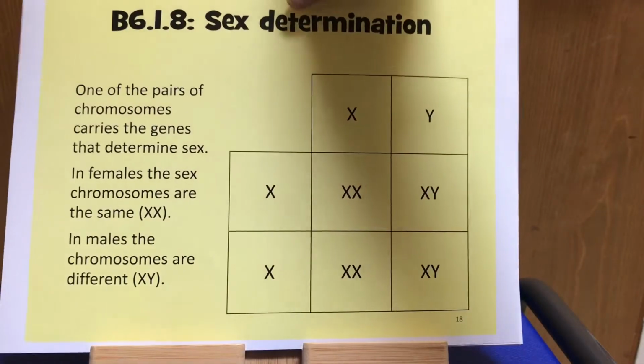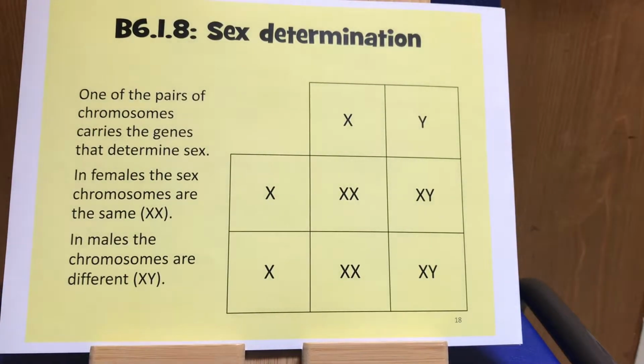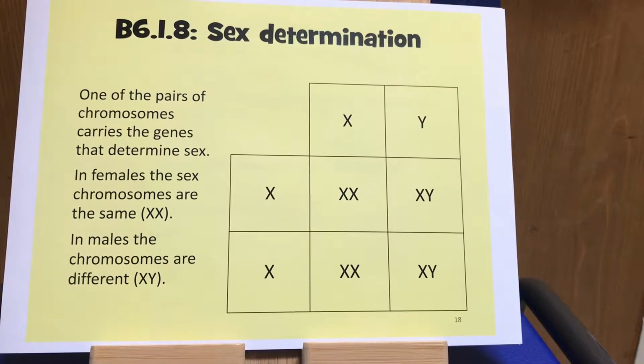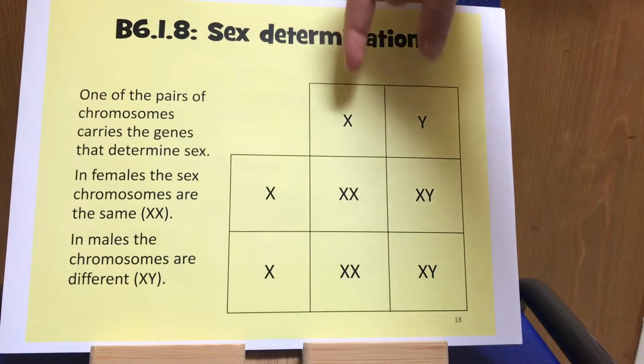Sex determination, okay, last use of a Punnett square. This is going to give us some quick, easy marks, okay. The sex chromosomes in females are XX, in males XY. Okay, so that could be a really quick 1 mark question. What are the sex chromosomes in females? XX, in males XY.